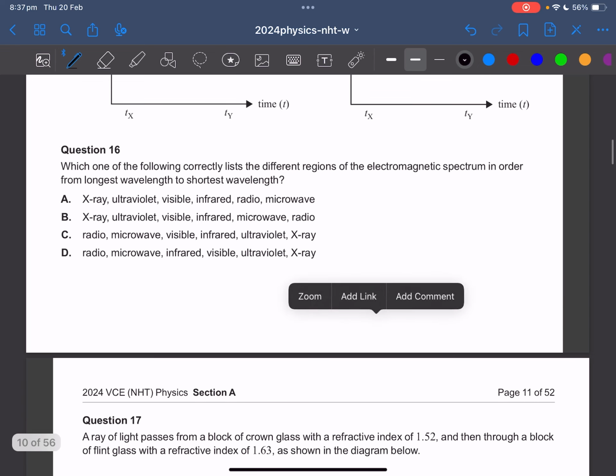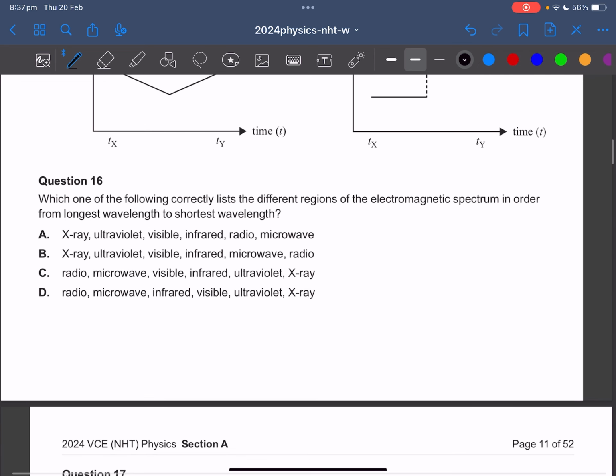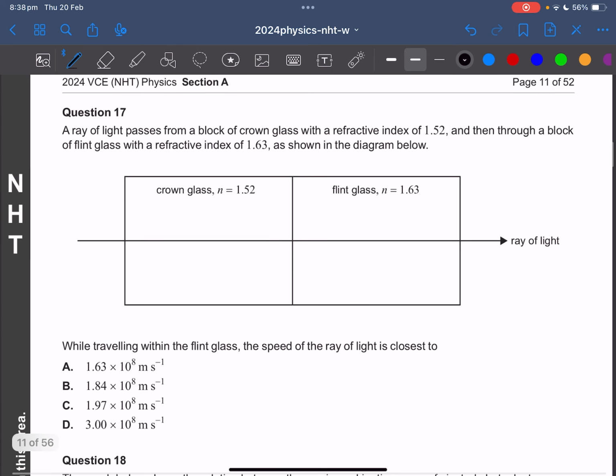So, which of the following correctly lists the different regions of the electromagnetic spectrum in order from the longest wavelength to the shortest wavelength? So it is going to be radio, microwave, and then infrared, visible, ultraviolet, and then X-ray. So what was it? Radio, microwave, infrared. Okay, I think option D. Yep, option D.